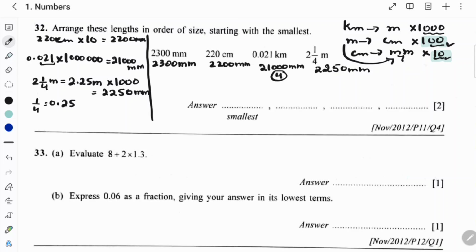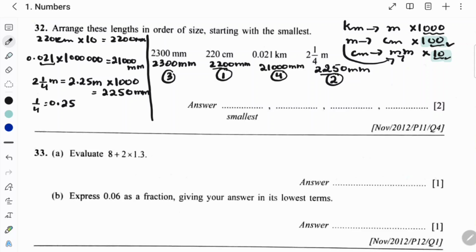Now we are comparing the rest of the three. So this is 2300. Obviously this is the third one because these two are 22 and 22. Let's compare the next number. It is 0 and it is 5. So obviously this is the smallest one, and this comes as the second. Now you can read it. 2200 is the first one. 2250 is the second one. 2300 is the third number, and 21,000 is the largest one.